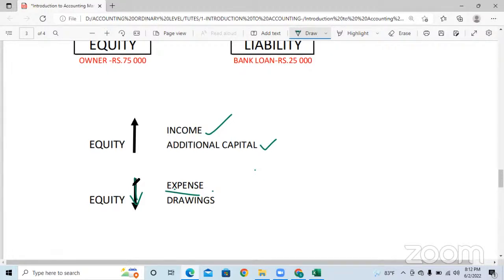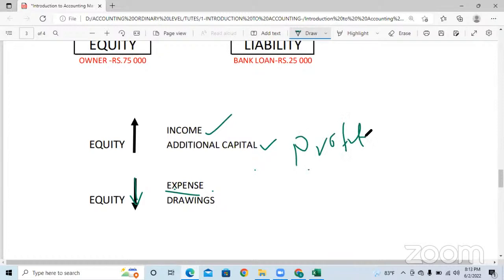Okay, so remember, income and additional capital increase equity. And then expense and drawings reduce equity. Guys, what about profit?